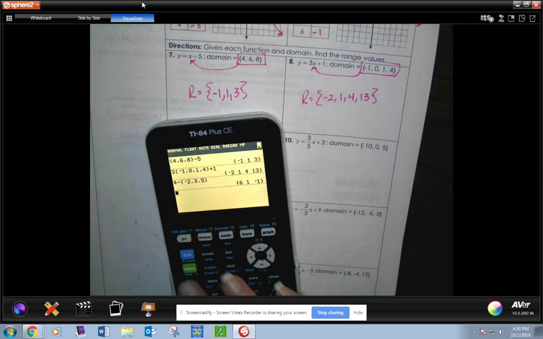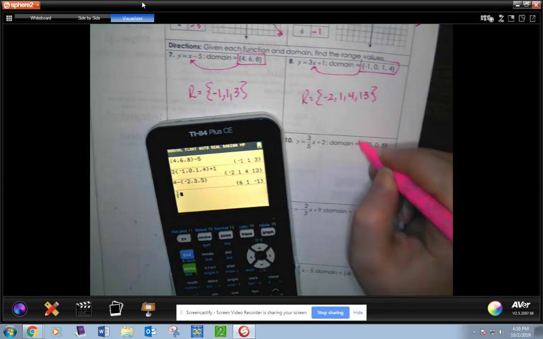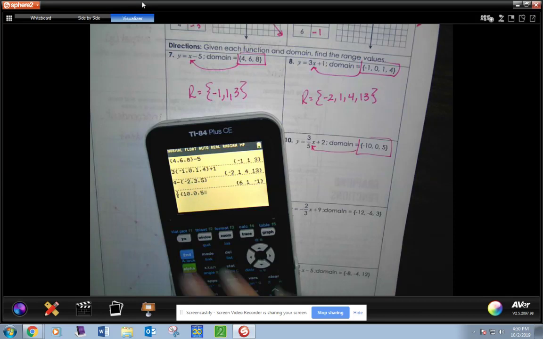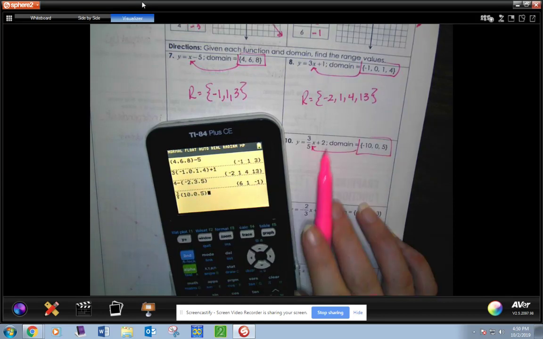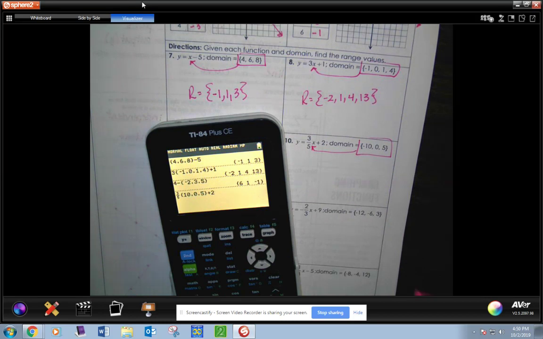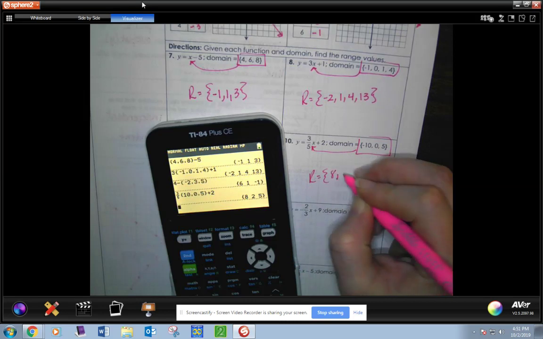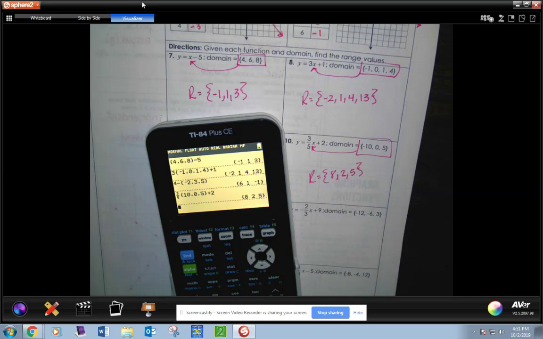Okay, for my next one, y equals 3/5. Instead of x, I plug this in for x. So second open parentheses, -10, comma, 0, comma, 5, second close parentheses. And then there is a +2. Don't forget about that +2 or it won't work. And my range is 8, 2, and 5. And that's all you have to do. Okay, moving on still.